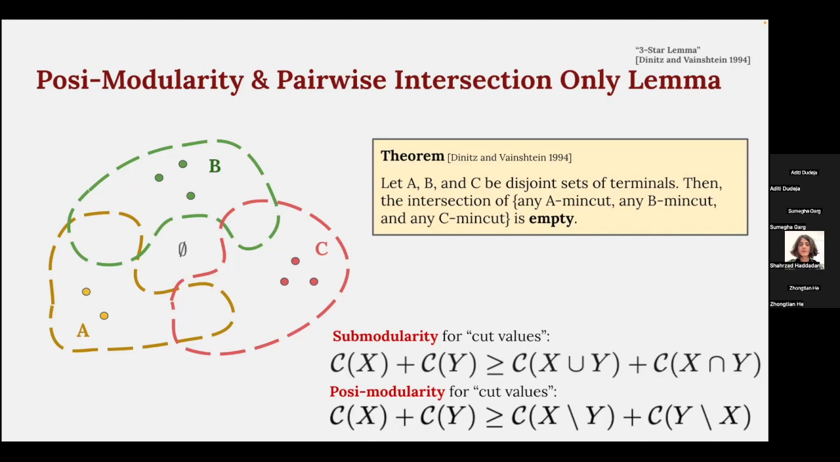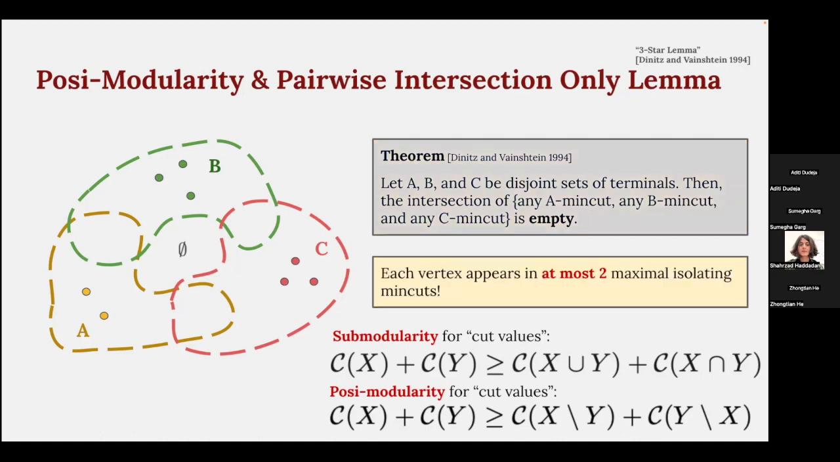Maybe it's best to first tell how this helps us. Yeah, that's a good point. So let's skip why this theorem holds. How it helps us is that each vertex appears in at most 2 maximal isolating Mincuts. If you suppose by contradiction that some vertex appears in 3 maximal isolating Mincuts, then it will violate this theorem. That theorem holds for any Mincuts, maximal or not, so of course it holds for maximal ones.